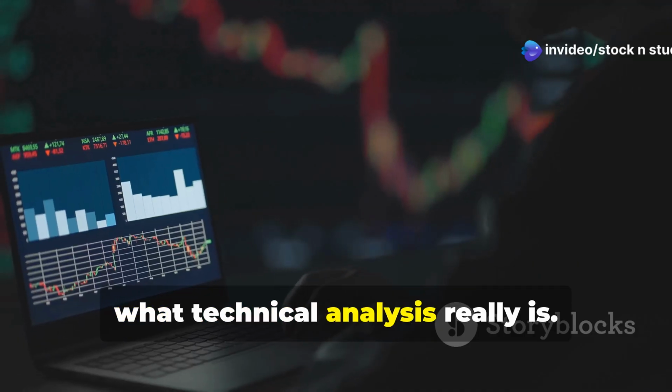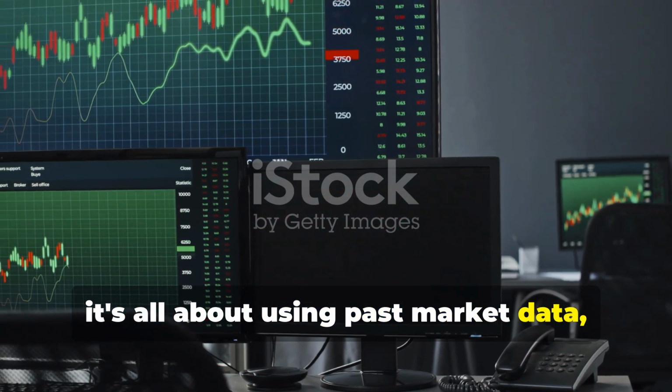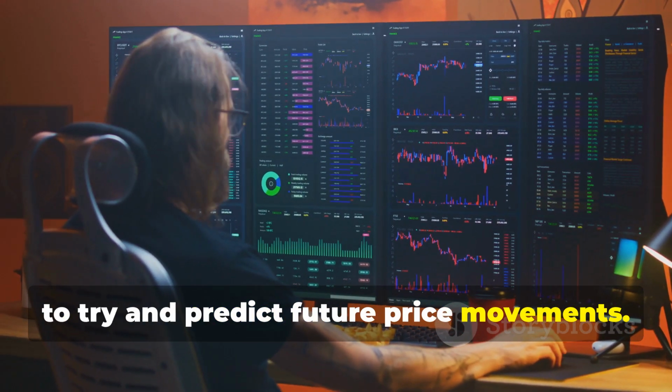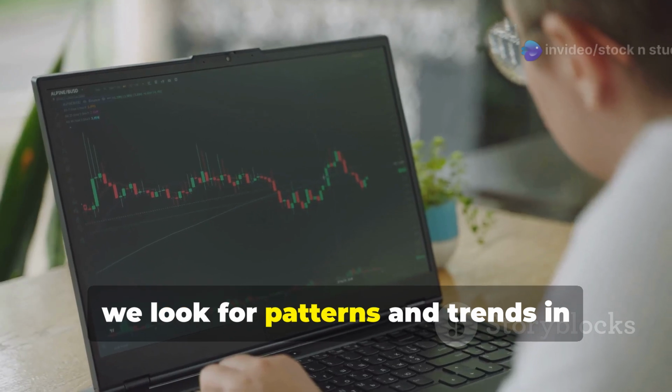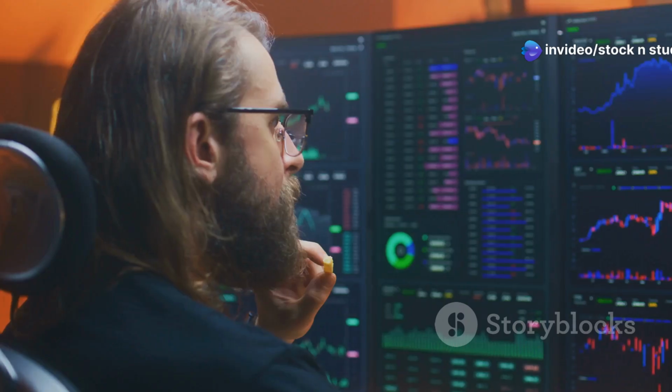Alright, what technical analysis really is. At its core, it's all about using past market data, primarily price and volume, to try and predict future price movements. We look for patterns and trends in historical price data to gain an edge in the markets.